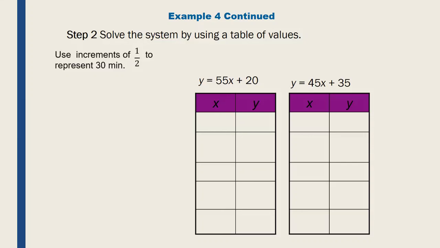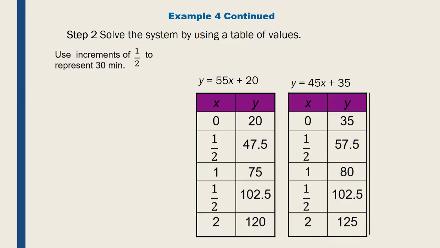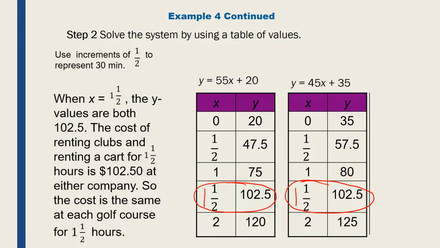I'm just going to go ahead and put the points in here for you. You'd have to on your own work, but here I just went ahead and did it for us. So you can see we can start and compare. At golf course A, 0 hours is going to cost us $20, and 0 is $35 here. For a half hour, we see that we're going to pay different prices. For 1 hour, $75 and $80. This is actually supposed to be 1.5 hours. 1.5 hours is $102.50, and 2 hours is $120 and $125. So where it's the exact same is when we rent for an hour and a half. If you're going to go golfing for an hour and a half, you could choose either golf course and you're going to pay the exact same. And that's what we see right here.